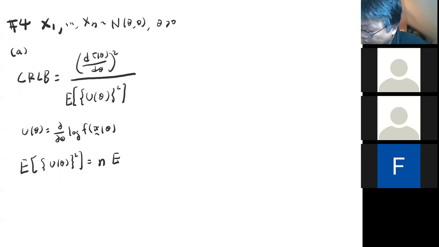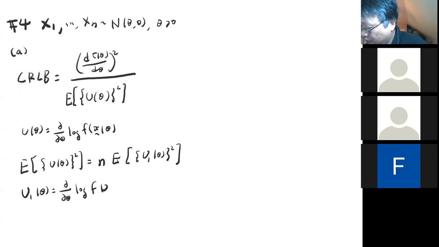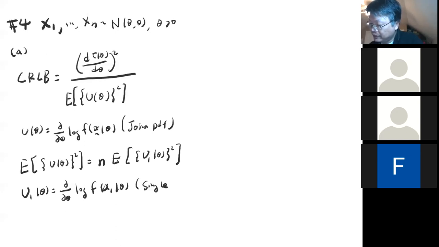The expectation, then inside would be only a single PDF. The single PDF would be the partial derivative with respect to theta of the log, only of the single one. Okay? So this guy is the joint PDF, and this guy is only the single PDF. And then there's only one n right here. I think this is the IID case, so I can use a single one.